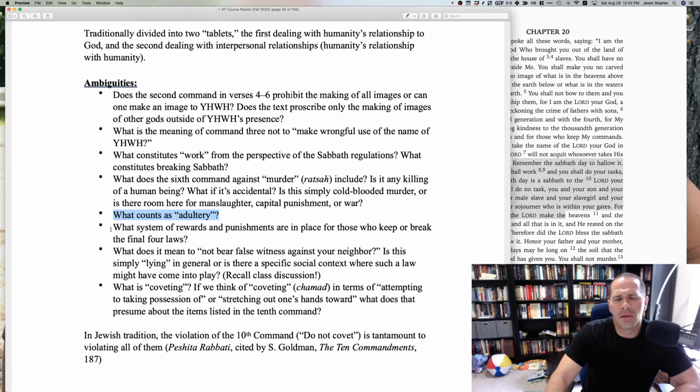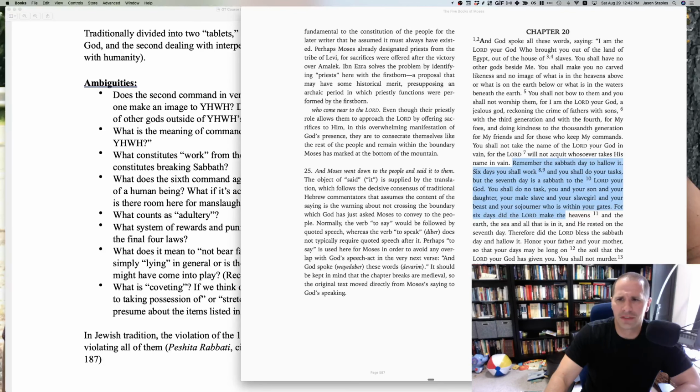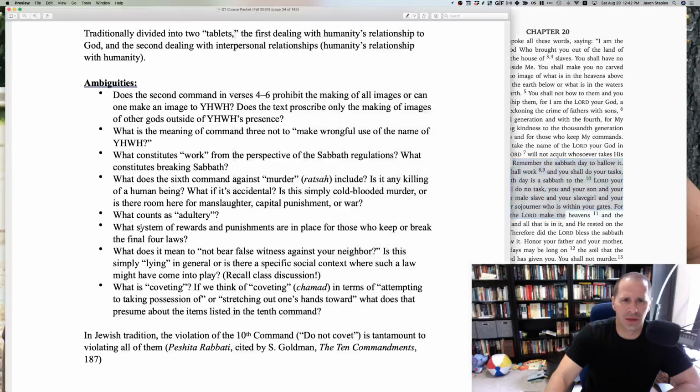And then, how exactly on these last four things are we supposed to punish them? How are we supposed to know how to handle things? I mean, false witness. And by the way, notice it does not say, thou shalt not lie, right? What does it mean not to bear false witness against your neighbor? Does that mean don't lie?